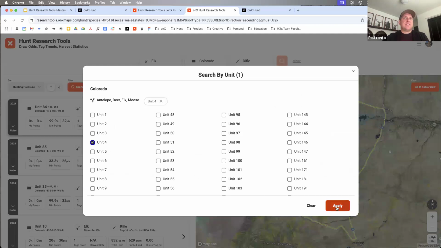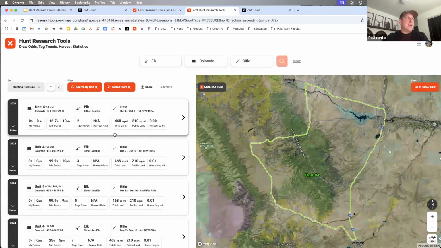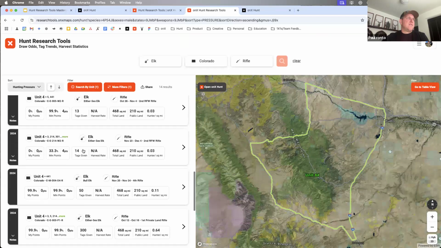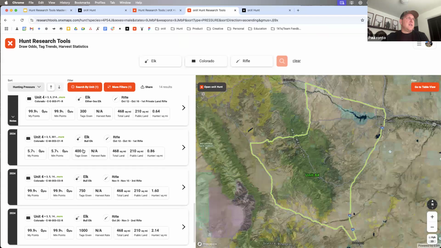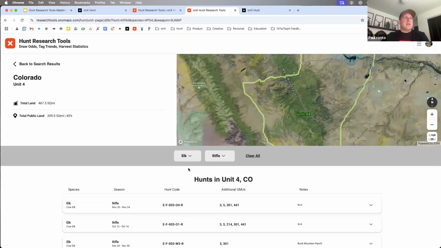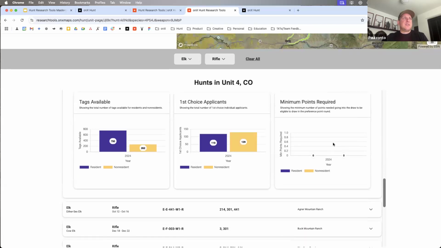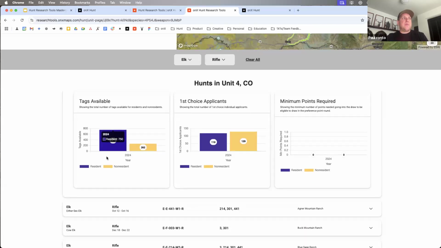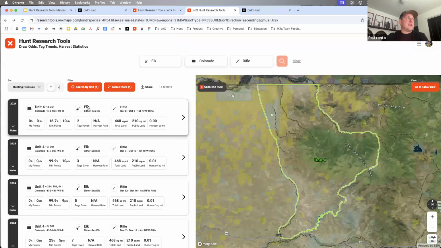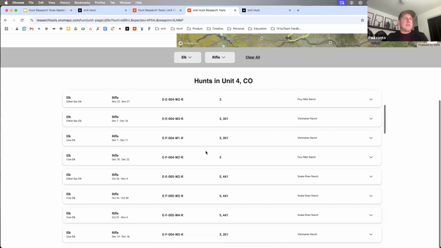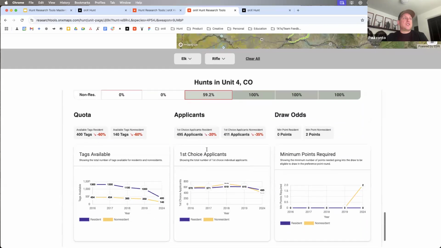Let's go to unit 4. This is the tag I used to hunt. Let's look at a first rifle tag. Let's see here, third rifle. If we look at this third rifle unit 4, what you'll notice is we had tags available go from 700. Well, that's a bad example, actually. Let's look at another one that might show this a little bit better. Let's look at this one. So we've got trending data here.